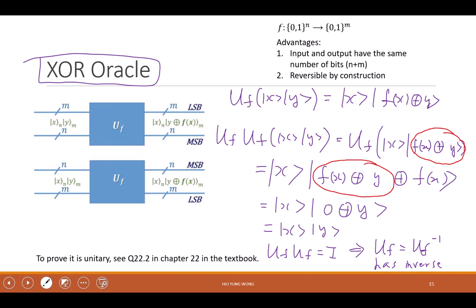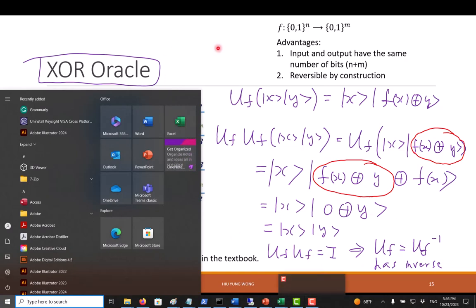Next class, we will talk about another quantum oracle, which is the phase quantum oracle. Okay. Any questions regarding this? If not, we can stop here. Yeah, this is confusing. Take a look and ask me if you have questions.